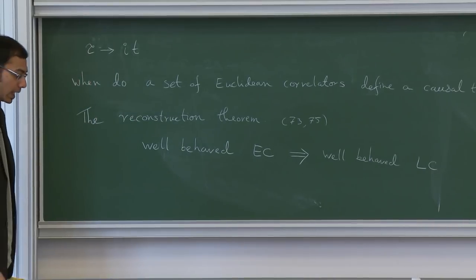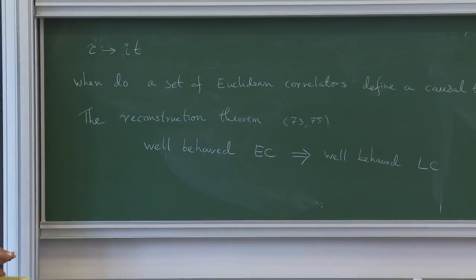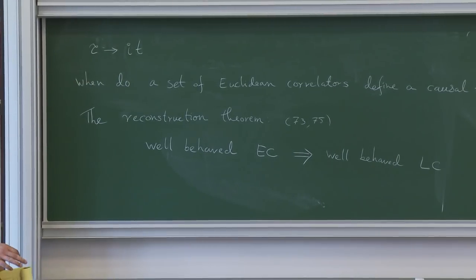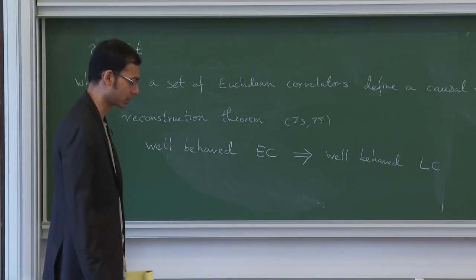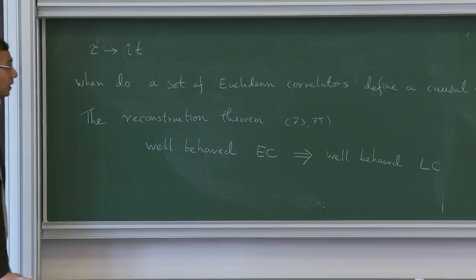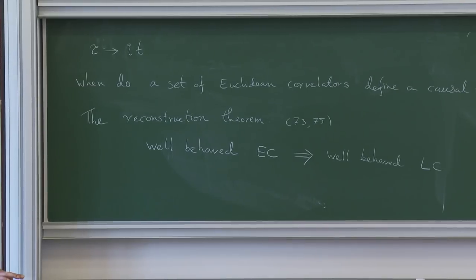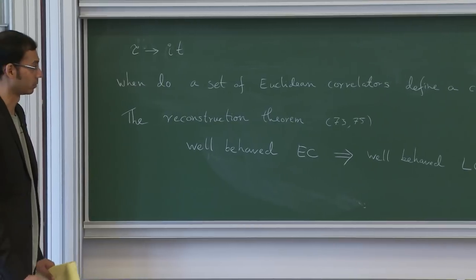So the point of view that I want to take is somewhat different. I'll only assume some limited information about the quantum field theory. I'll assume something about a few low dimensional operators, and I want to know if that set of information is compatible with causality or not.